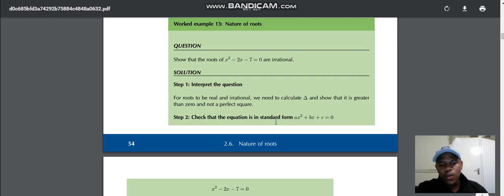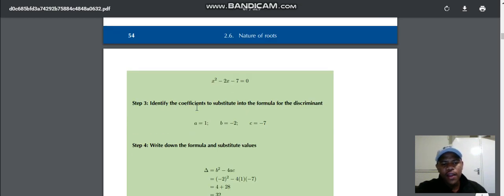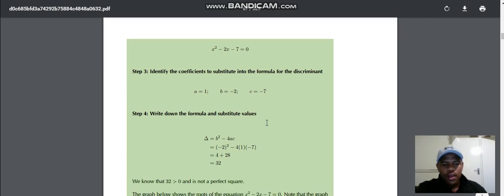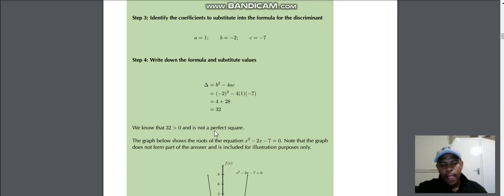So you put the equation in the standard form. There you go, and then you identify the coefficient of x squared, x, and x to the power 0. That's A, that's B, that's C. Substitute that into the discriminant formula, you find that this is 32. 32 is not a perfect square and it's greater than 0. So you have showed that.